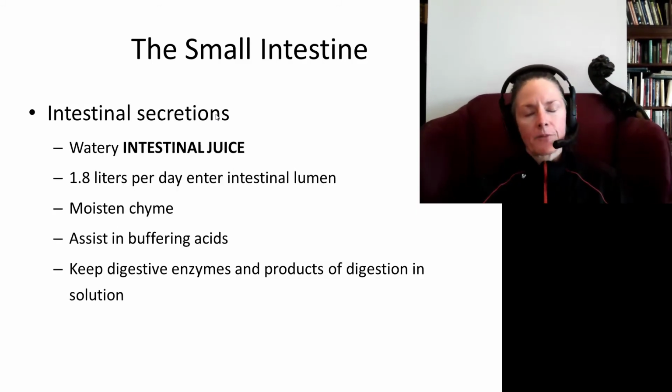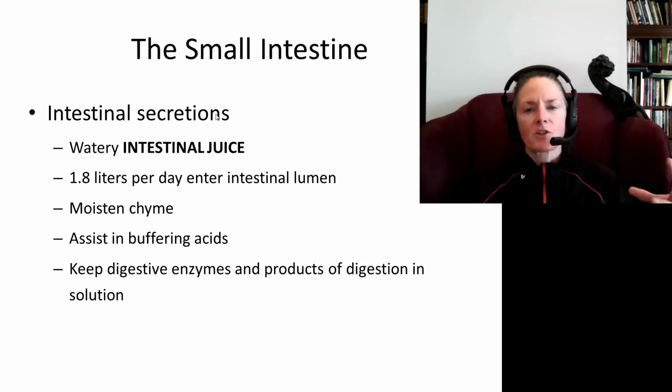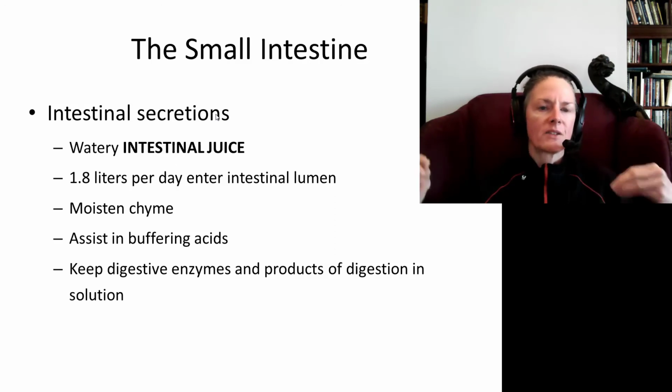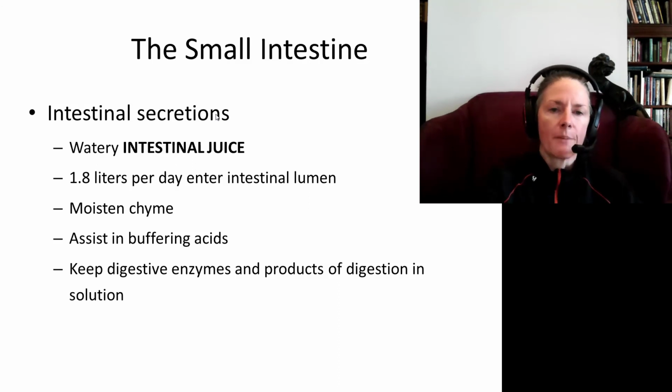Once we get the chyme from the stomach, and of course remember that the stomach mixed up gastric juices with the bolus that came from the mouth and down the esophagus, now we have intestinal secretions called intestinal juice. And this is about 1.8 liters a day. And this is going, again, to moisten up the chyme. It's going to assist in buffering the acids, and it's going to keep the digestive enzymes and products of digestion in solution. Remember, enzymes have to be in solution to work, and we're going to have some kind of aqueous solution for all this stuff to happen in.